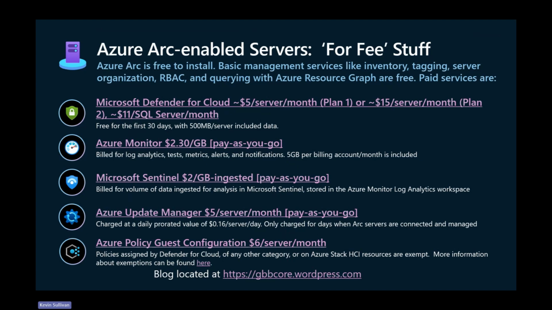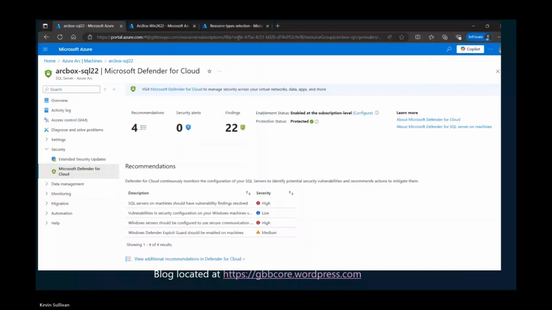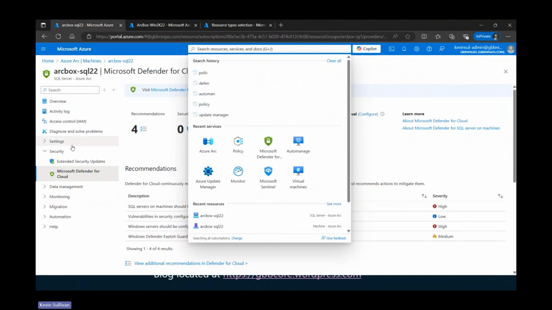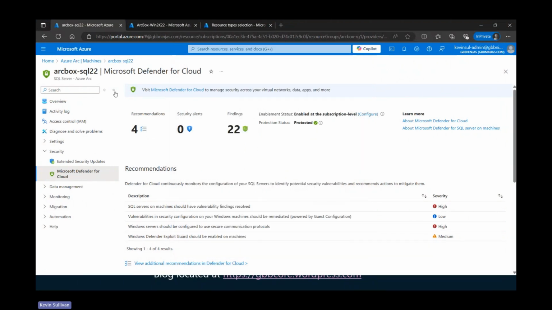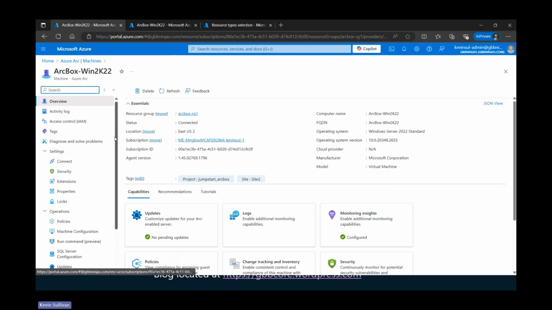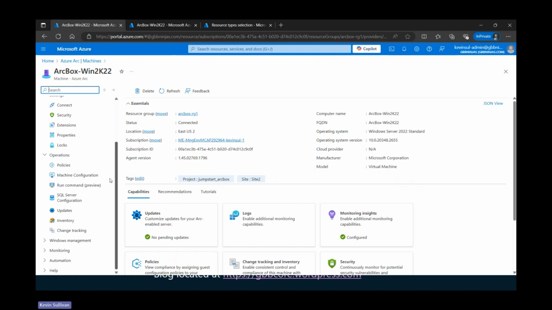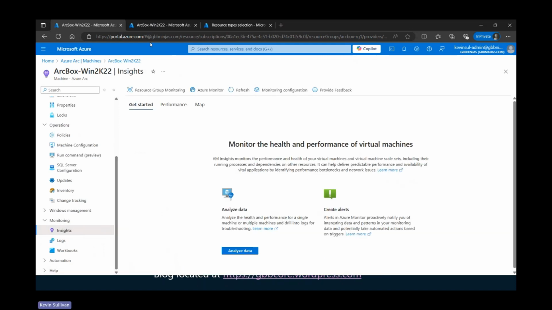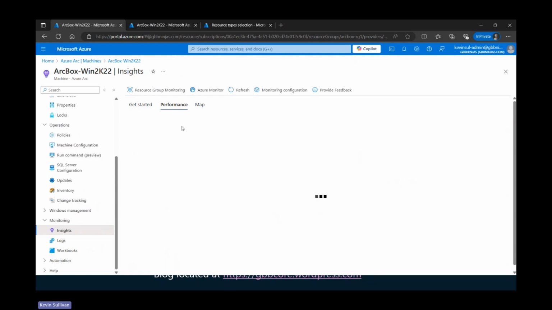So if I go back to my portal here, and let's start with, not with the Arc view, but let's do that. Since we're already here, we're on this particular server. Let's go back to the machine itself. Let's go to our 22 server. If I look down the list here, if I have Azure Monitor turned on, my Arc server will now have this Insights monitoring pane should light up. So for both Linux and Windows.